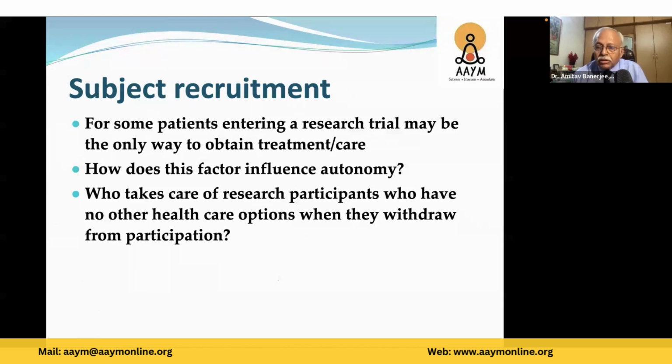Exploiting the poverty: they don't have treatment, so they think, let me get some treatment if I take part in a trial. So this affects autonomy. Then who takes care of research participants who have no other health options when they withdraw from participation? So indirectly you are also penalizing them. Okay, don't take part in the trial, and then they don't have access to treatment. So all these things come when you are framing the informed consent form.